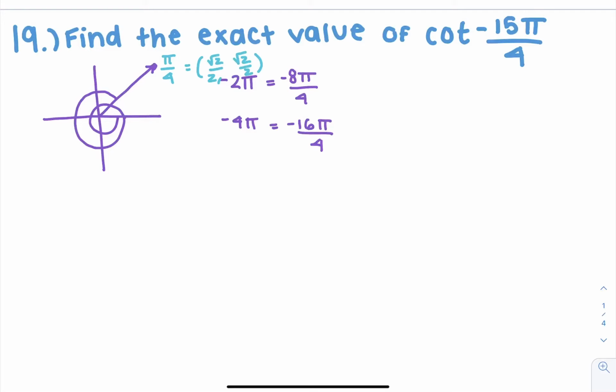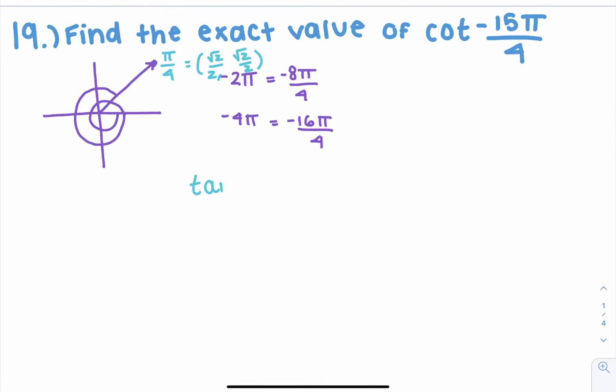Now, if we look at our chart, we don't have cotangent, but we have tangent of pi over 4, which is 1. Then cotangent, we have to flip, but luckily when we flip 1 over 1, we still just get 1. And in this quadrant, everything is positive, so our final answer is 1.